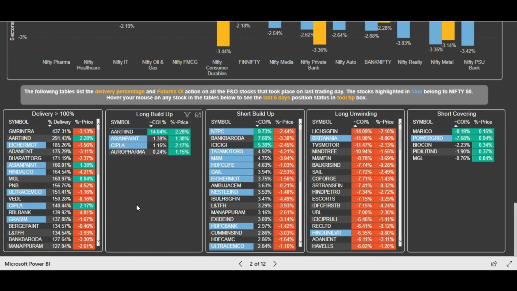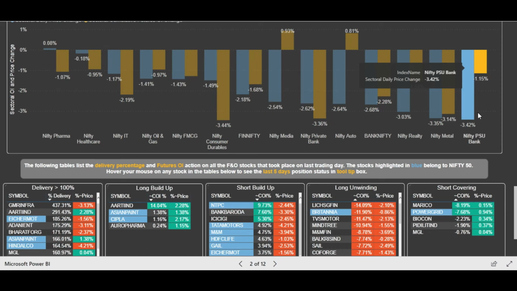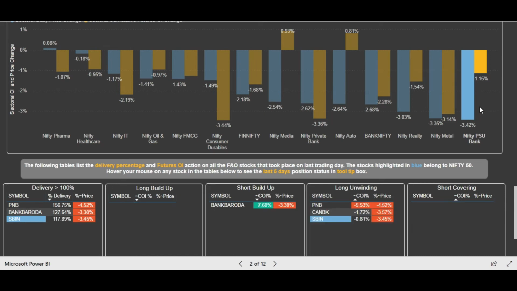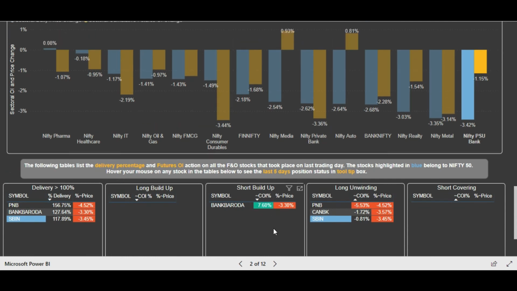Now suppose you are following a particular sector and you want to see the drill down. So you can click on any bar, and it will filter the PSU stocks for you. Suppose I want to see that overall in the PSU index, the long positions were unwound, so how the different stocks were behaving in this sector. You can see that here in 3 stocks, the long positions were unwound, but in 1 stock, new short positions were added. In this way, you can filter down the stocks for a particular sector.